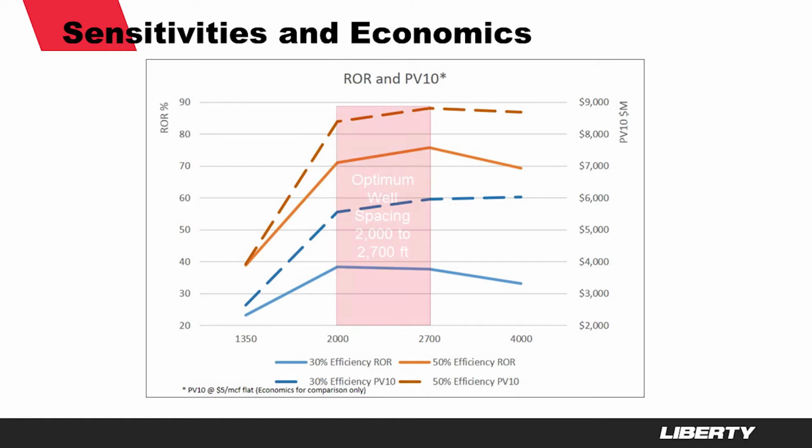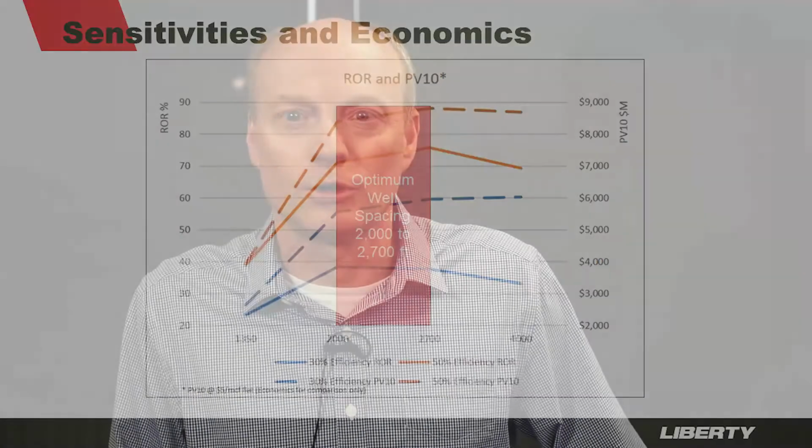And based on these plots, we can now say that the optimum well spacing should probably be somewhere between 2,000 and 2,700 feet. So as you can see, based on this simple example, this is Liberty's approach to trying to answer that billion-dollar well spacing question.